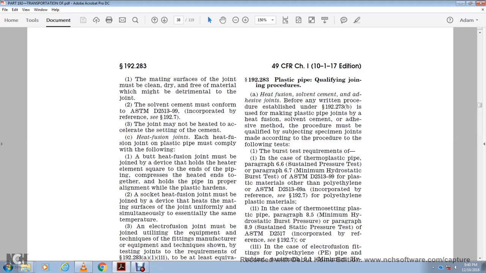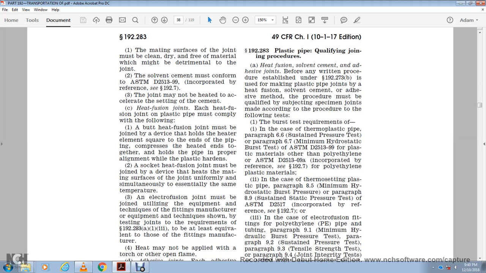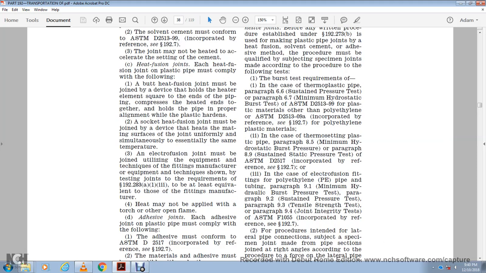In the case of thermoplastic pipe, paragraph 8.5, minimum hydrostatic burst pressure, and paragraph 8.9, sustained static pressure, of ASTM D2517. In the case of electrofusion fittings for polyethylene pipe and tubing: paragraph 9.1, minimum hydraulic burst pressure test; paragraph 9.2, sustained pressure test; paragraph 9.3, tensile strength test; paragraph 9.4, joint integrity test.